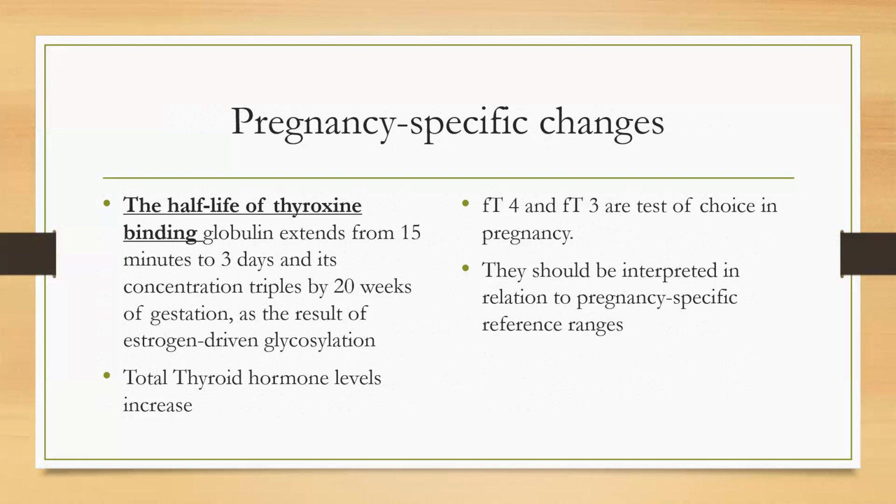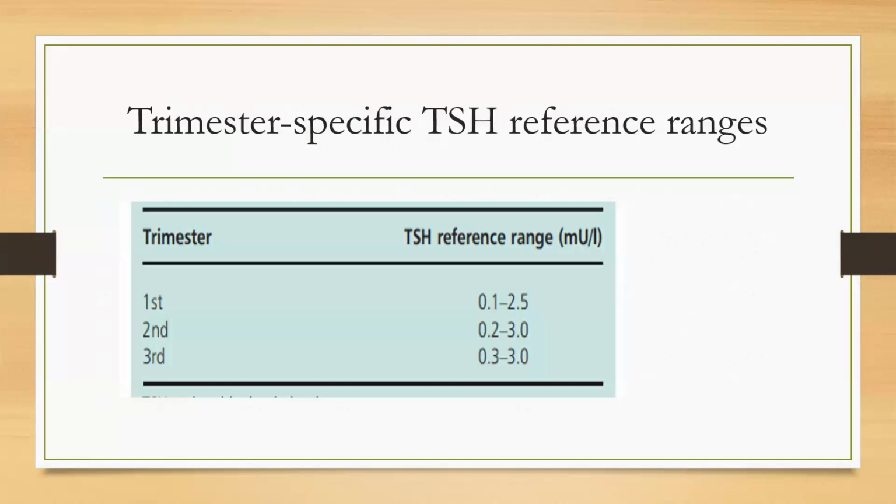Total thyroid hormone levels increase. This is what I have already explained. Free T4 and T3 are the tests of choice in pregnancy. They should be interpreted in relation to pregnancy-specific reference ranges. So these are the levels. In the first trimester, the reference range is 0.1 to 2.5. In the second, 0.2 to 3. And in the third, 0.3 to 3.